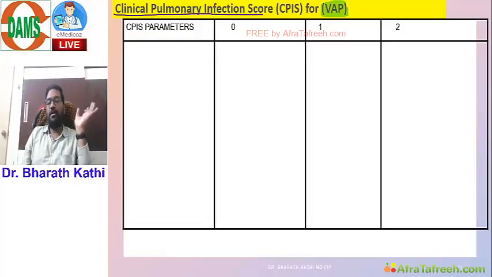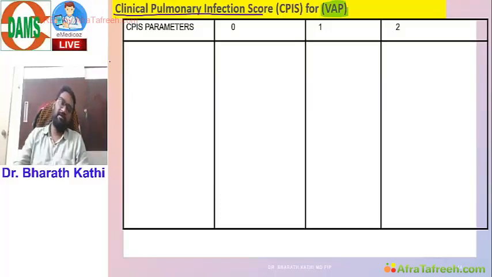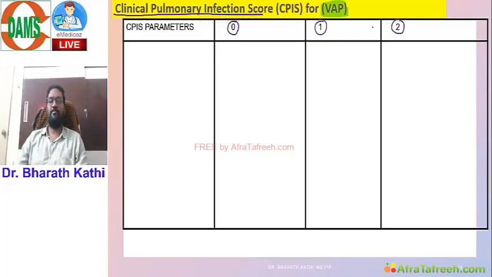So again, CPIS is more of a complicated scoring system. So you have to keep this chart with you and you have to assess the patient. So what are the parameters that we take into consideration? We take the parameter and we give the score 0, 1, 2. So if the parameter is very worse, it is 2.